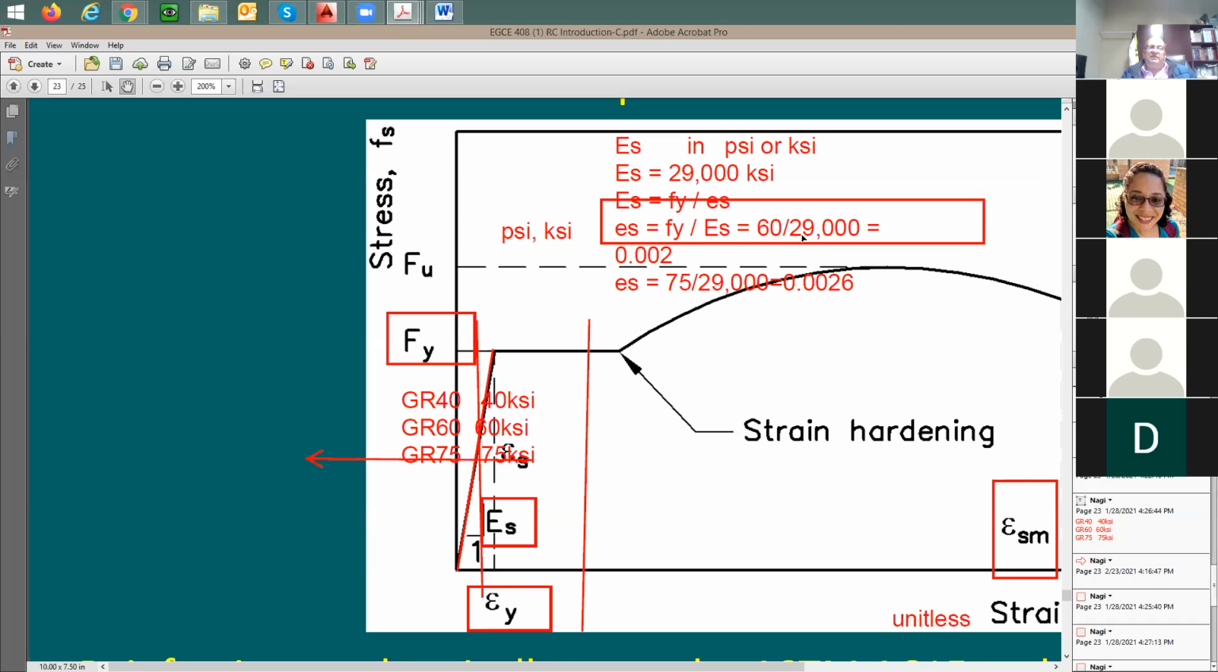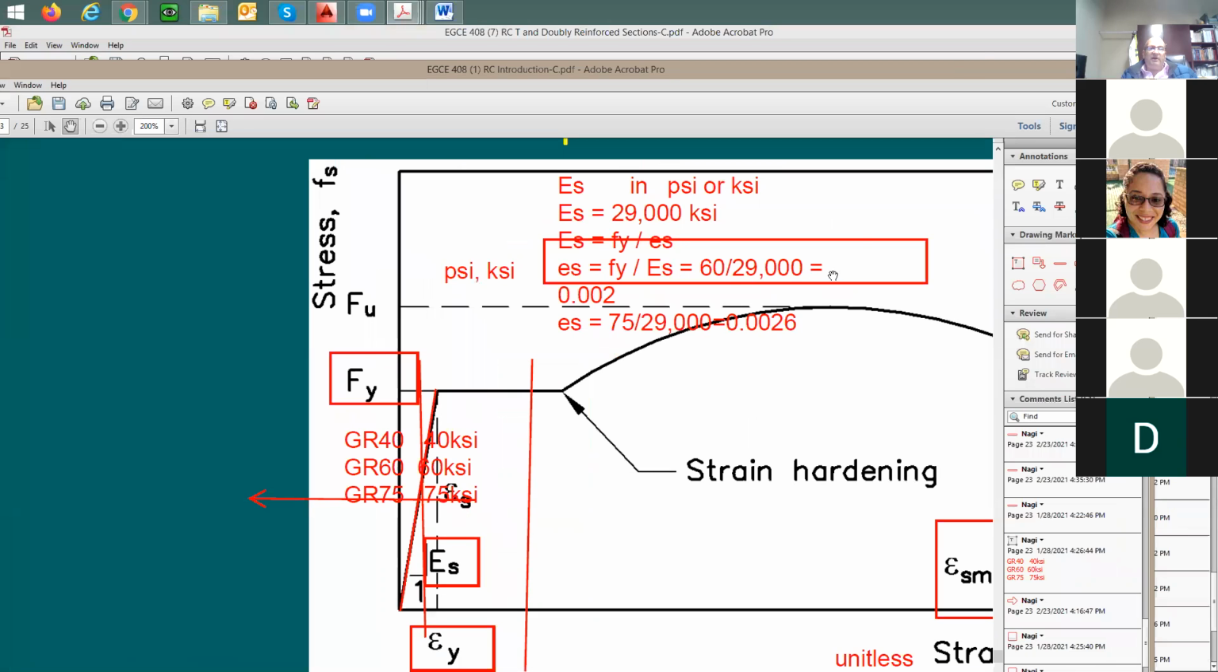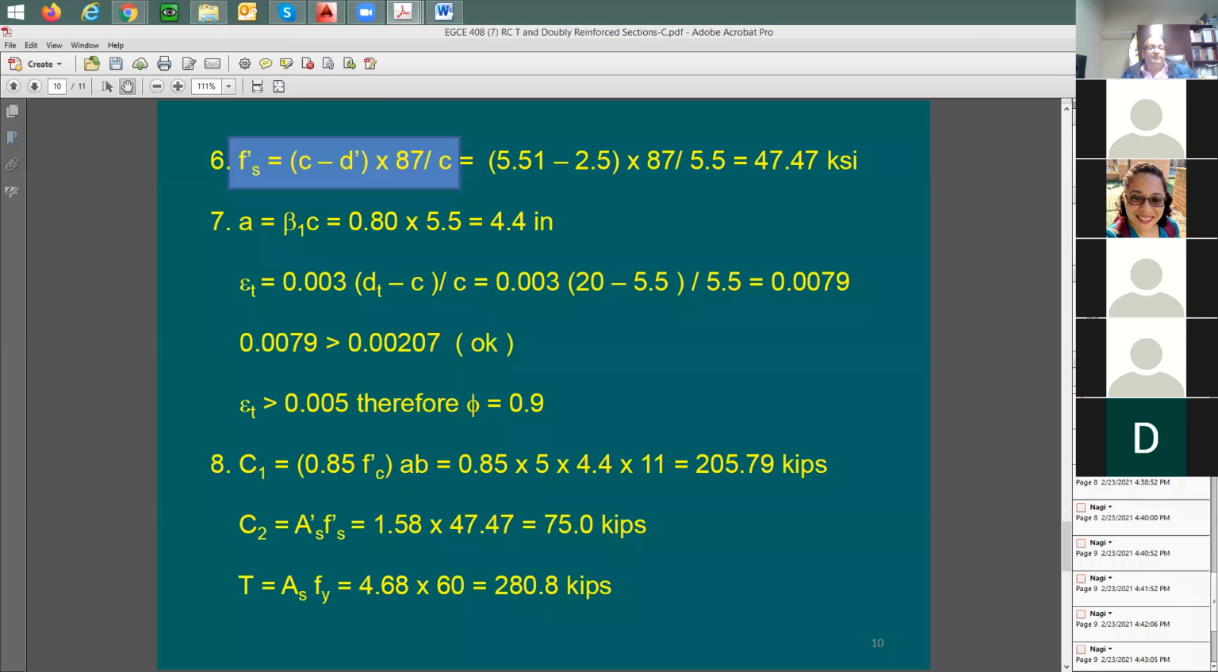So for this steel it's going to be 60 ksi divided by E_s, which is 29,000. In my analysis, it was about 0.002. I want you now to try it on your calculator and tell me what value you get. If you do 60 divided by 29,000, how much do you get? Yes, it's the same number.